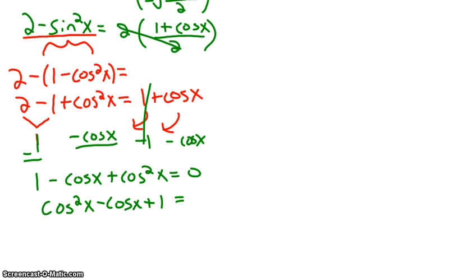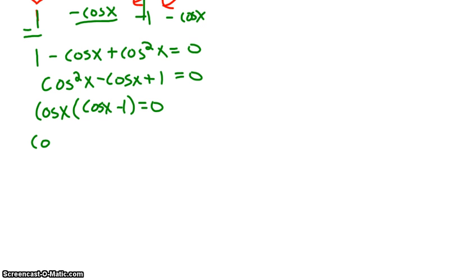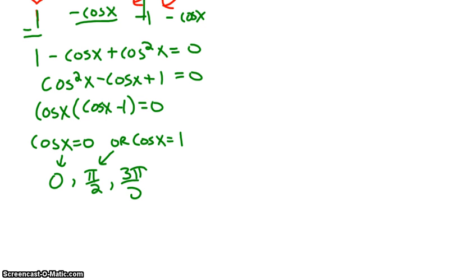And now I will factor. Factoring out a cosine x, which is the GCF, leaves me with cosine x times cosine x minus 1 equal to 0. That tells me that I have a cosine x equal to 0, or I have a cosine x equal to 1. Where does this happen? Well, this happens at 0. It also then will happen at pi over 2 and 3 pi over 2. So those are my 3 exact answers for this problem.